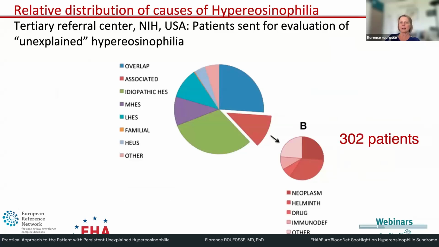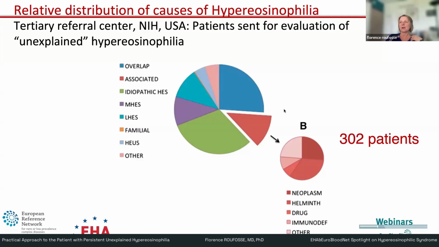Third and last center, which I would like to share with you. This is also a very important tertiary referral center, at the NIH. They have a long-standing history of expert management of patients with hypereosinophilic syndrome. This center collected data on 302 patients who had been evaluated for unexplained hypereosinophilia. So this is a tertiary referral center, and the patients who were sent had apparently no underlying etiology.